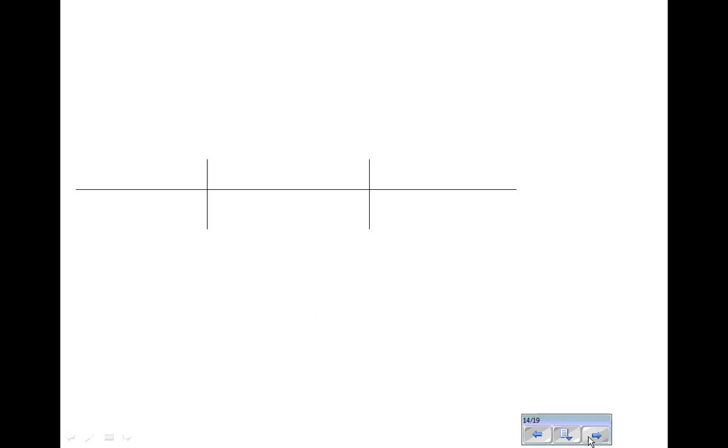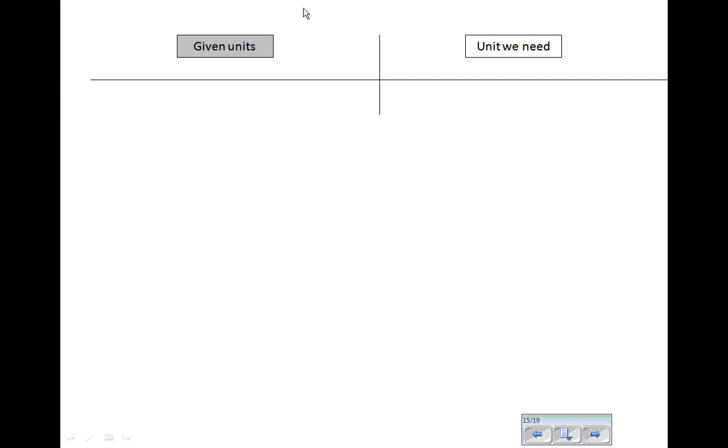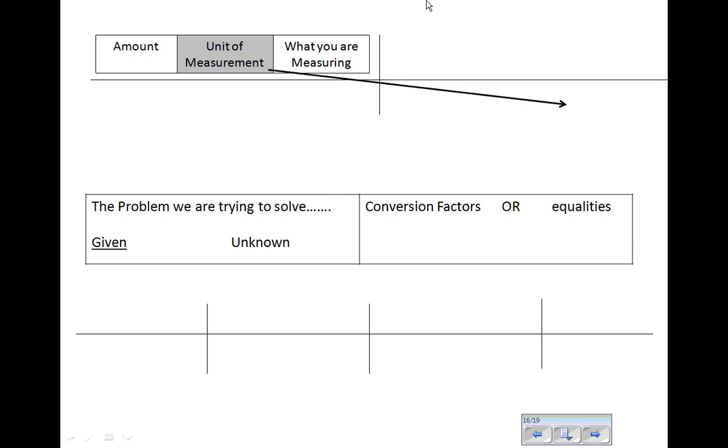Okay, so we've got this fence. And in the first section of the fence, we're going to put our given units, our quantity with the given units of measurement on top. And what we want to end up with on top at the very end of our fence is the units of measurement that we need. And when they set up problems, I tell them to visualize this, and I tell them that there are 3 things that they must always have in each section of the fence.